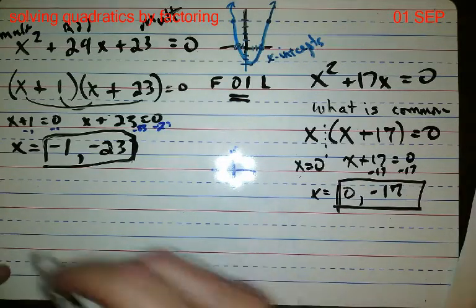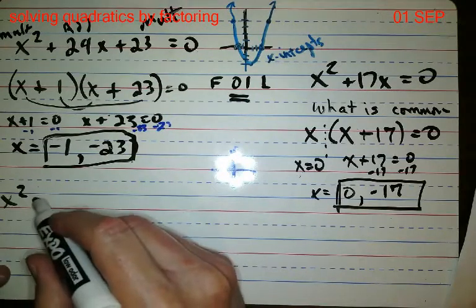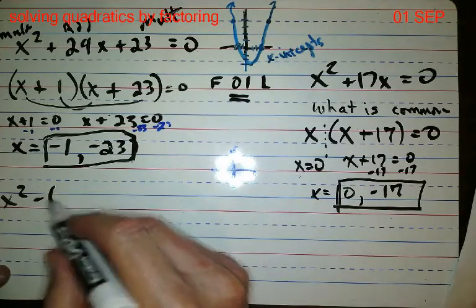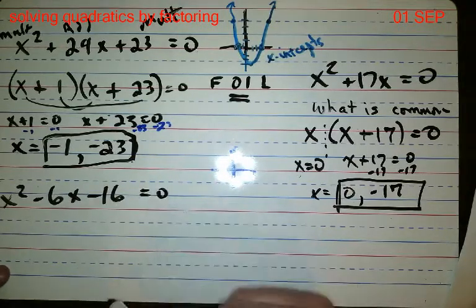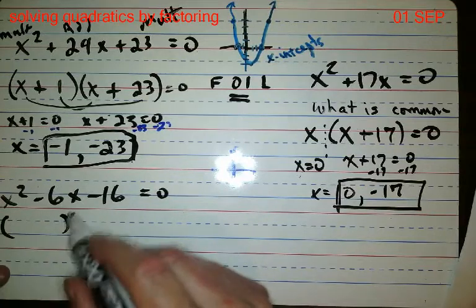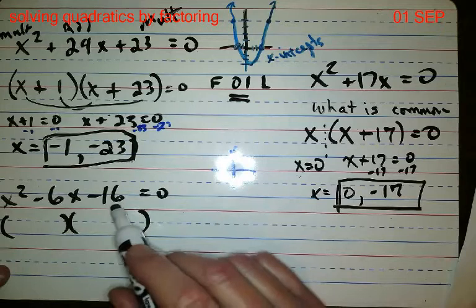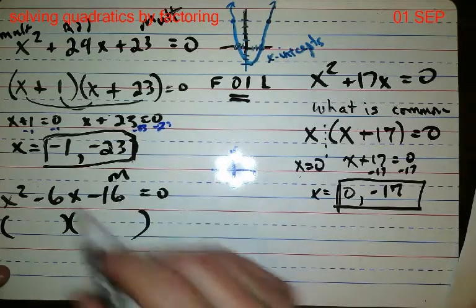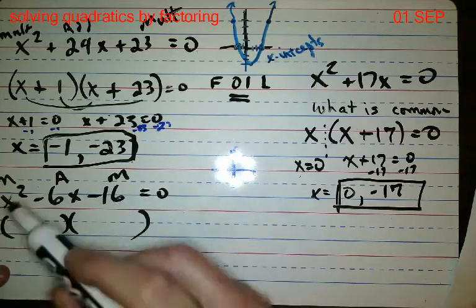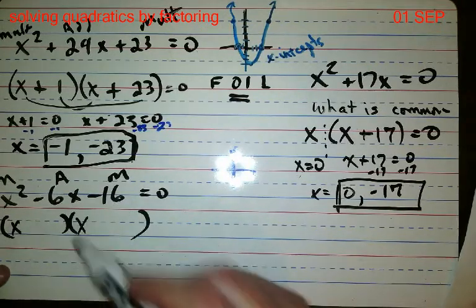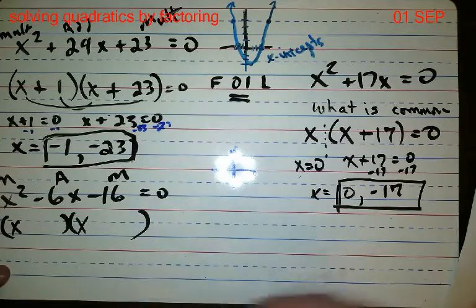Let's do it again. What if we had x squared minus 6x minus 16? Now then, remember your first step is to factor. What multiplies to be the front? Well, that's easy. What multiplies to be the back? Well, now we got lots of ways to get negative 16.